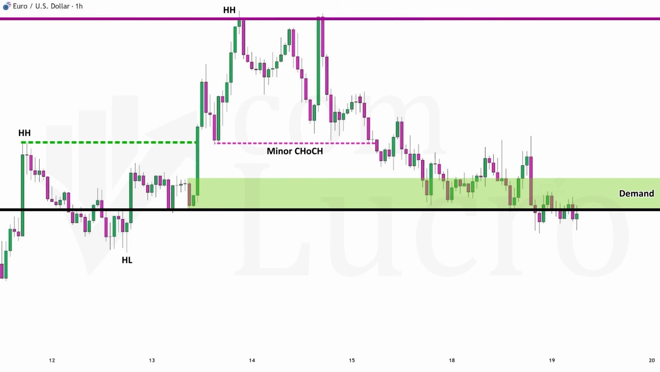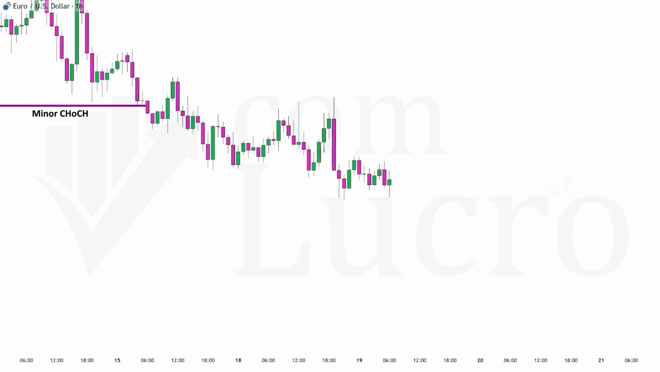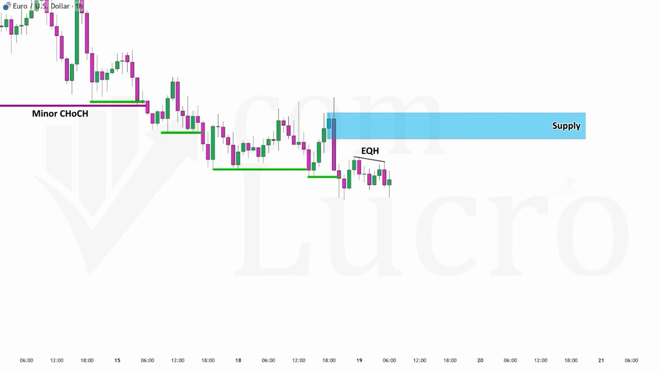After several attempts, price eventually breaks below the demand zone. This confirms that supply has taken control, and both the 4-hour and 1-hour structures are now bearish. As a result, we can focus on short setups. We mark the recent breakouts and identify the relevant supply zones. The equal highs above also serve as a liquidity level, further strengthening the setup.